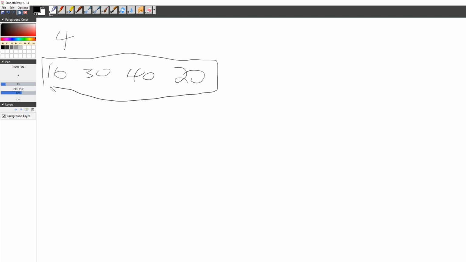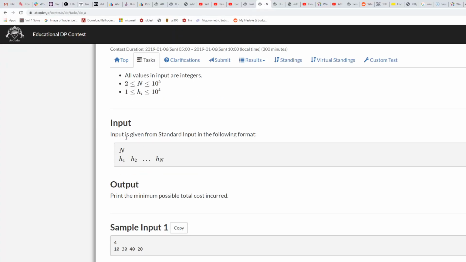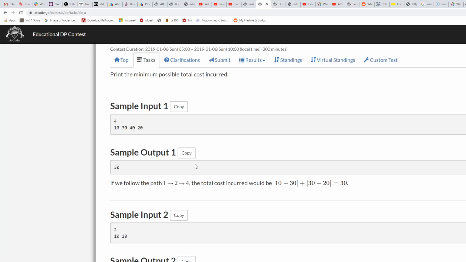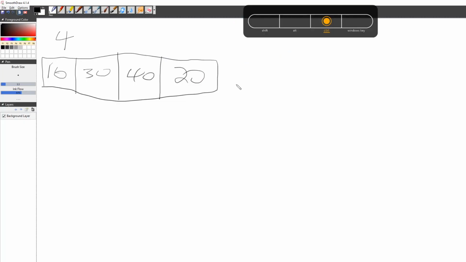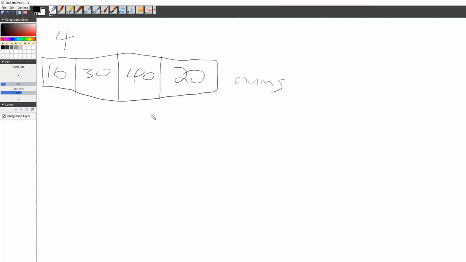So our test case here is 4, and it's 10, 30, 40, and 20. And for my program, which I'll do in a bit here, I am just going to declare this into an array. Because our input here is these 4 numbers, or these n numbers, I'm just gonna put these in an array, and we'll call this array nums.